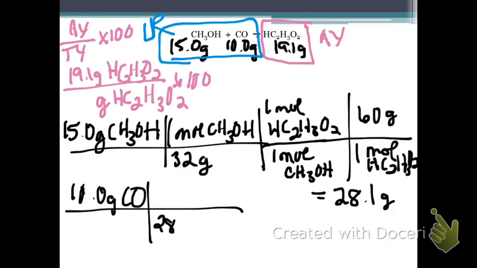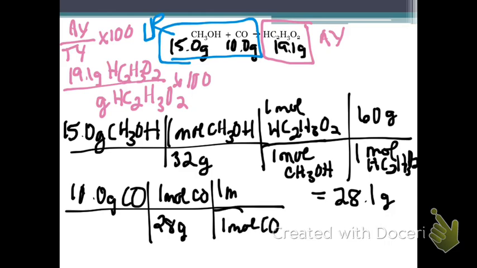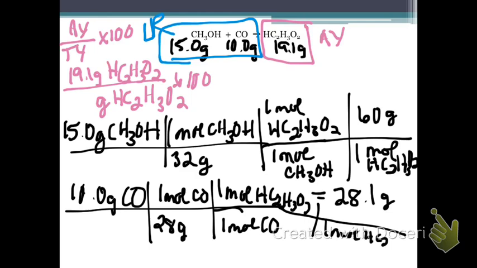Carbon monoxide has a molar mass of 28 grams per mole. The mole ratio is still 1 mole of CO for every 1 mole of acetic acid. Sorry, I got to go on a diagonal here, guys. Every mole of acetic acid, we already totaled it up, is 60 grams. Calculate it out, and you get 21.4 grams.